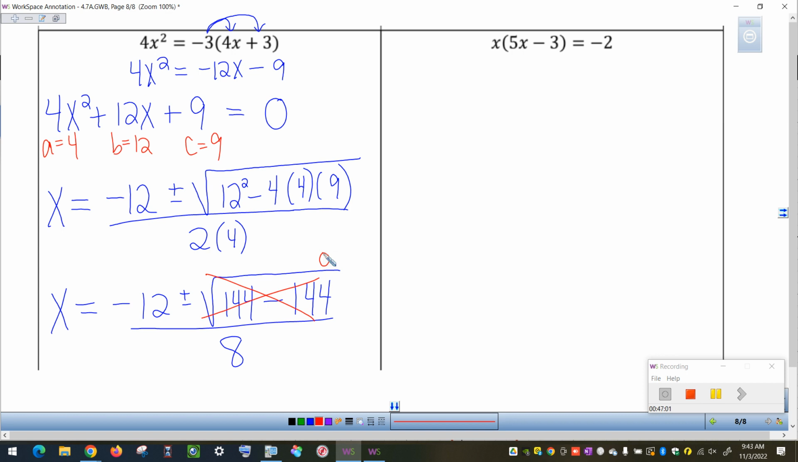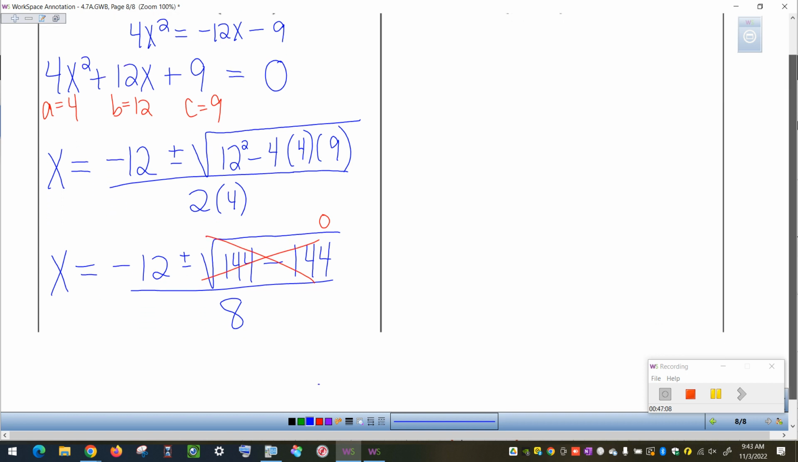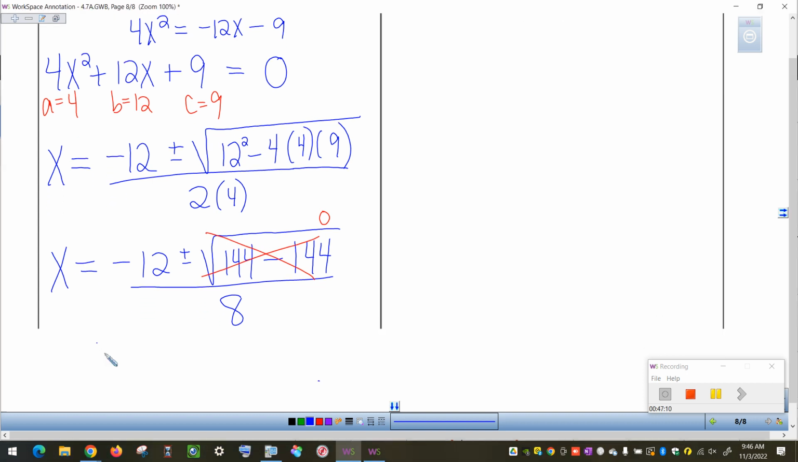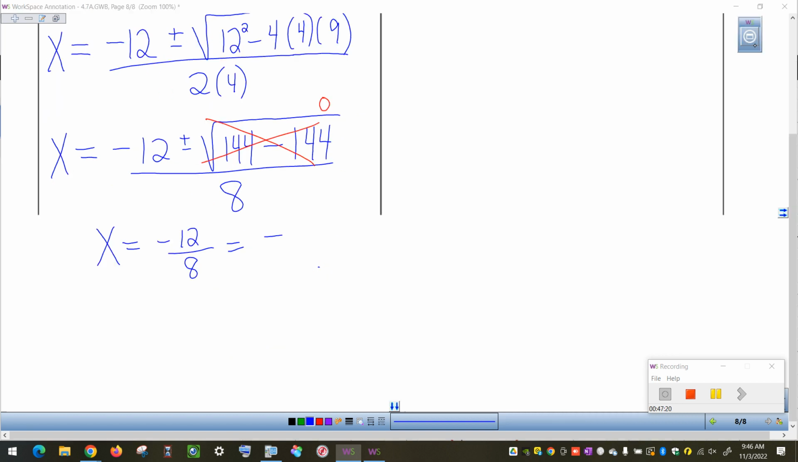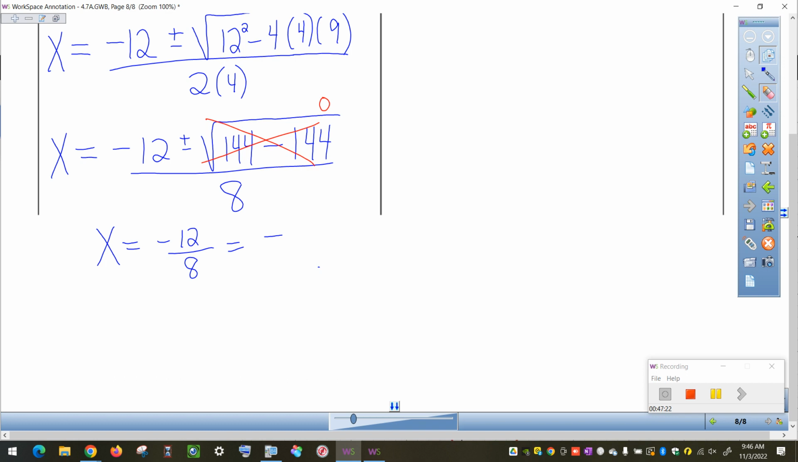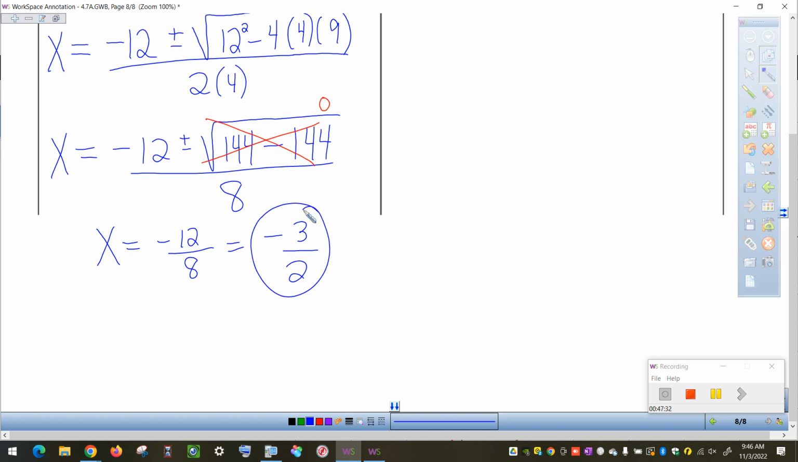So this one actually has a much simpler answer. I love this situation because there's no square root symbol. It's just one answer, negative 12 divided by 8. I would like to simplify that fraction if I can. Maybe we could divide the top and bottom by 4. So it's really just negative 3 over 2. So that one's nice. It's only one answer.